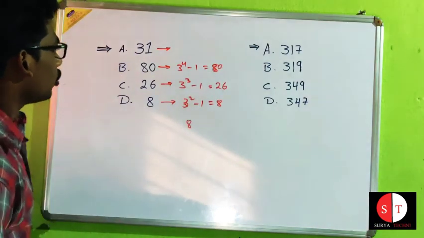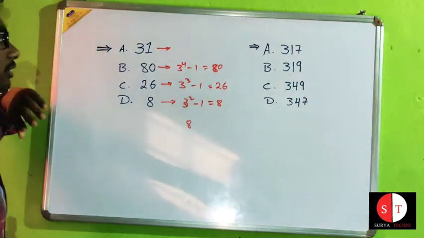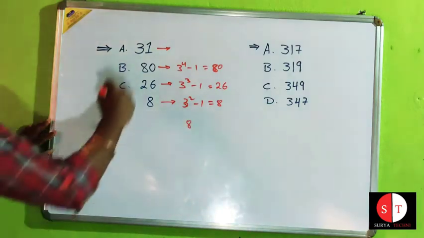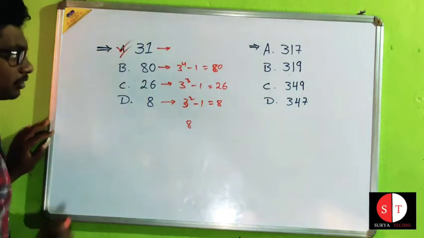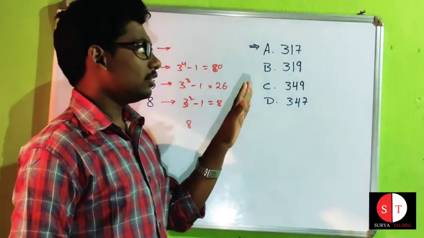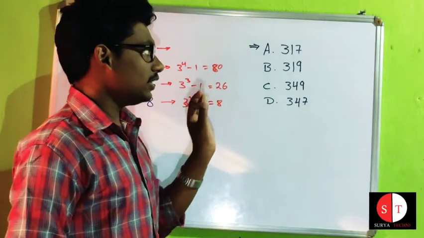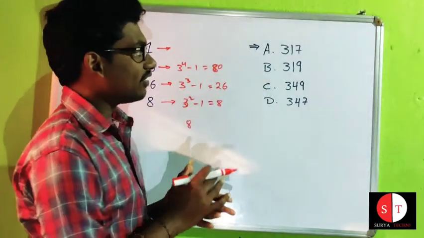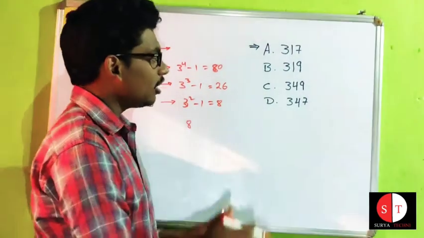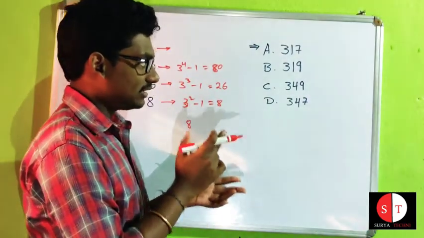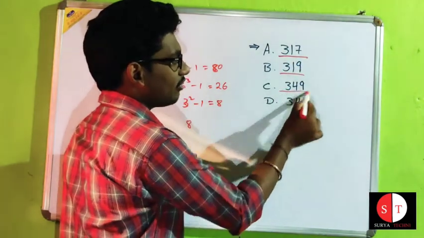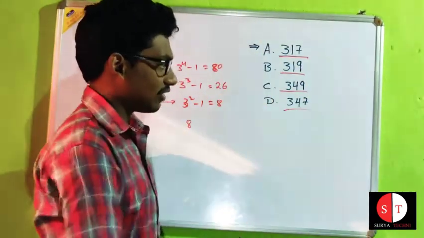Okay, so option A, 31... Okay, option A is for the odd. So okay, move to the next question. Option A is 317, option B is 319, option C is 349, option D is 347. Okay, 317, 319, 349, 347.